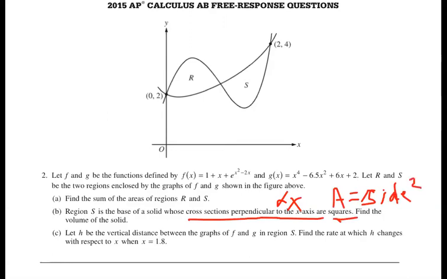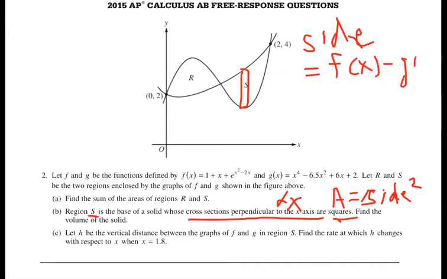So find the volume. We're doing the part for S, so we're only worried about this part. That right there is the side. Again, the side is top minus bottom, which in this case is f of x minus g of x, because it's top minus bottom, which again is, in this case, y1 minus y2. So that right there is your side.